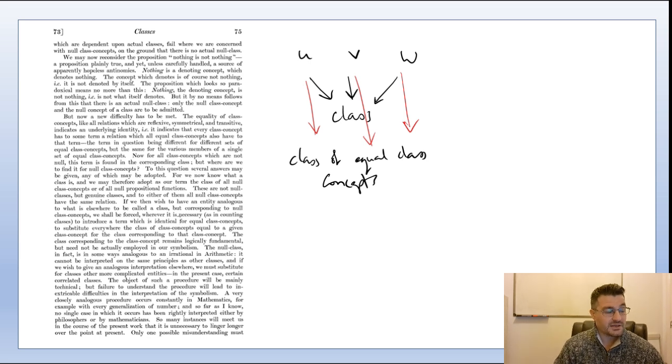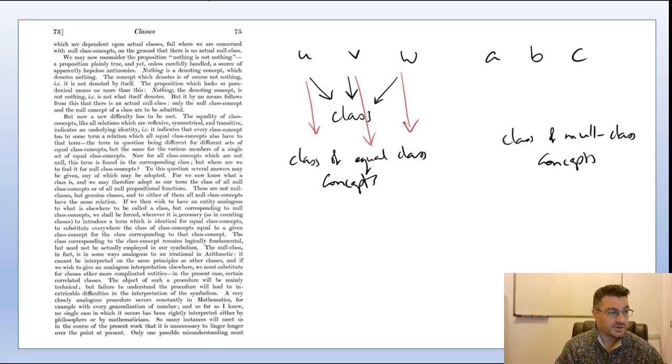But in the case of null class concepts, let's say A, B, and C are null class concepts. There is no class there, but there is still this class of null class concepts. So A, B, and C have a particular relation to the class of null class concepts, but there is no class there. Okay, so this is the distinction that's being made here.